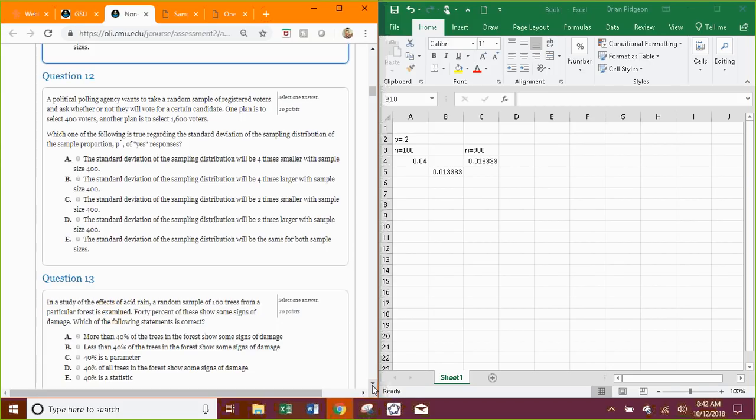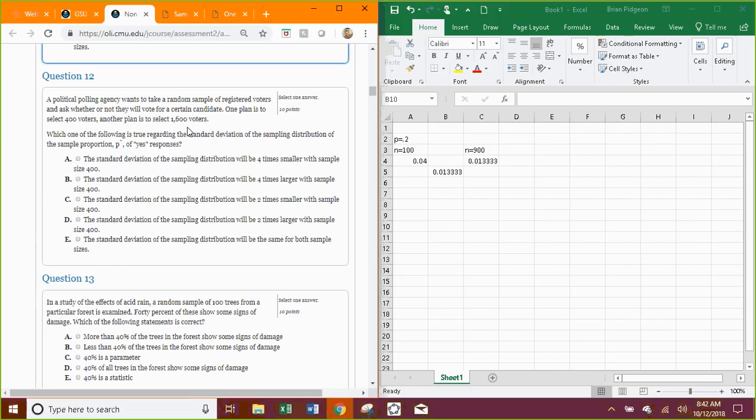Here we go. One plan is to select 400, the other plan is to select 1600. So let's just talk really quickly about reasoning through. We don't have to calculate, but then we will calculate in a second. So go from 400 to 1600. I've multiplied the sample size by 4, which means, what's the square root of 4? 2. So this standard deviation will be 2 times smaller than the 400 sample size.